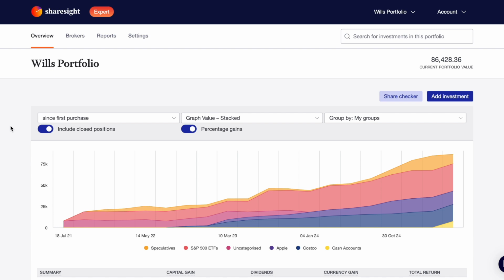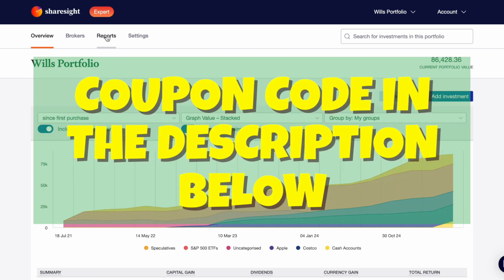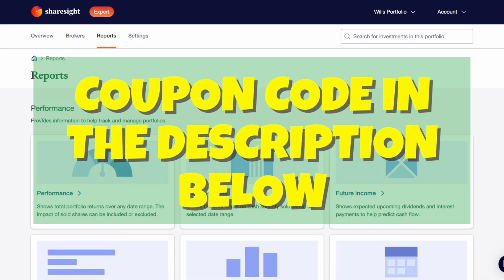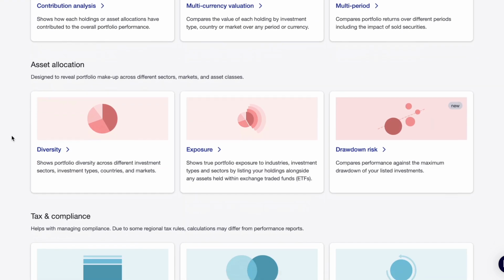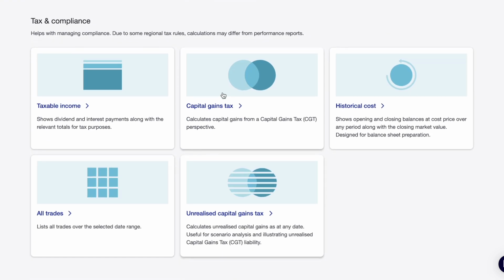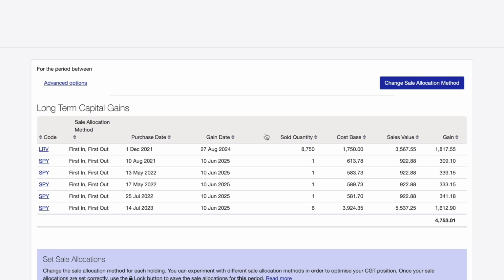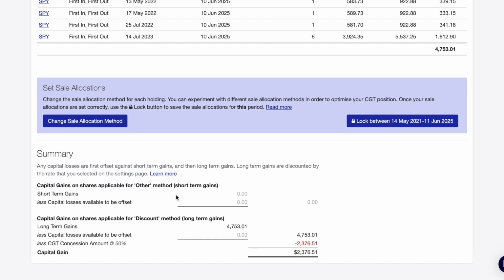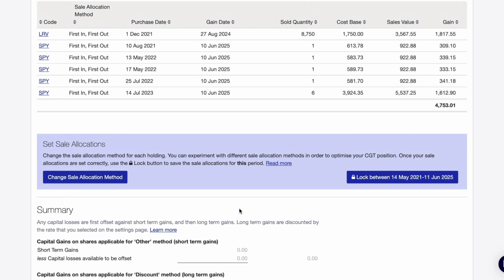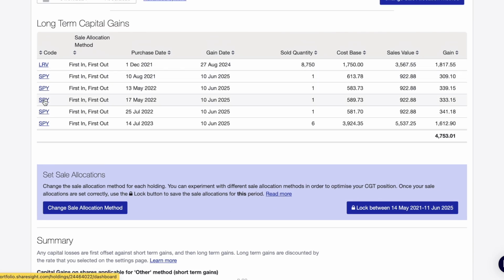Now, the system I use to monitor my investments and my wife's investments and my son's investments is Sharesight. With Sharesight, they've got a great report that I used just this week to calculate my unrealized capital gains tax. So you can see here capital gains tax and unrealized capital gains tax. Basically, this first one is just a report that tells you how much tax you need to pay this year. I've done a couple of sells this year, 1, 2, 3, 4, 5, 6 sells, and there's my capital gains tax, $4,700 that I need to declare this year.